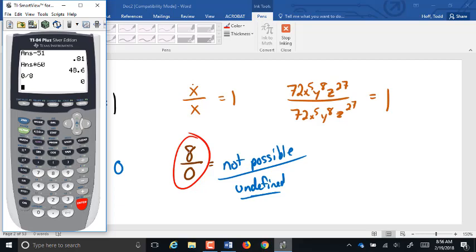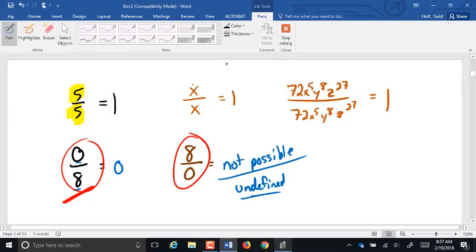But if I took this one as 8 over 0 and I put it in my calculator, 8 divided by 0, anybody want to guess? It gives me an error. Division by 0 error. It's saying you can't do this. You cannot divide by 0. Dividing by 0 is actually a very bad thing.